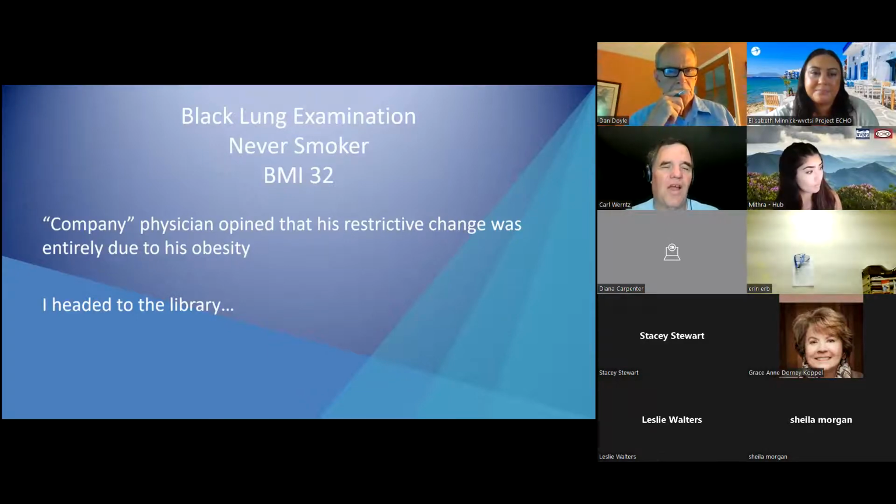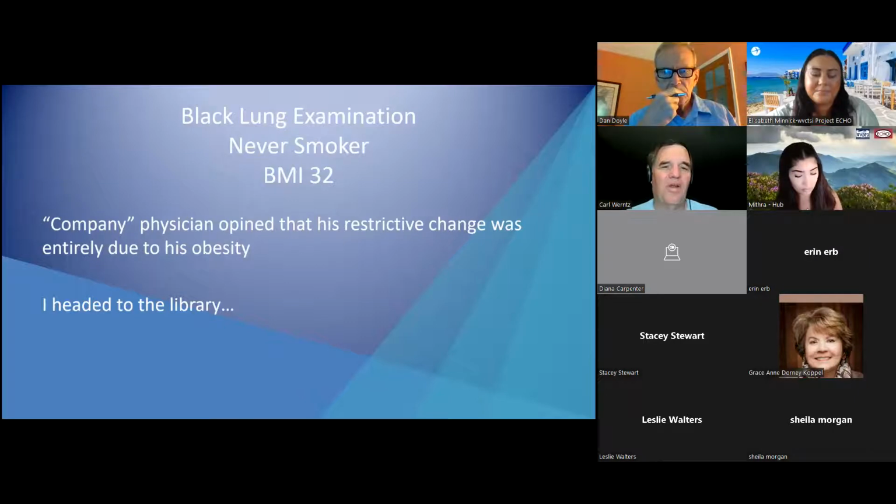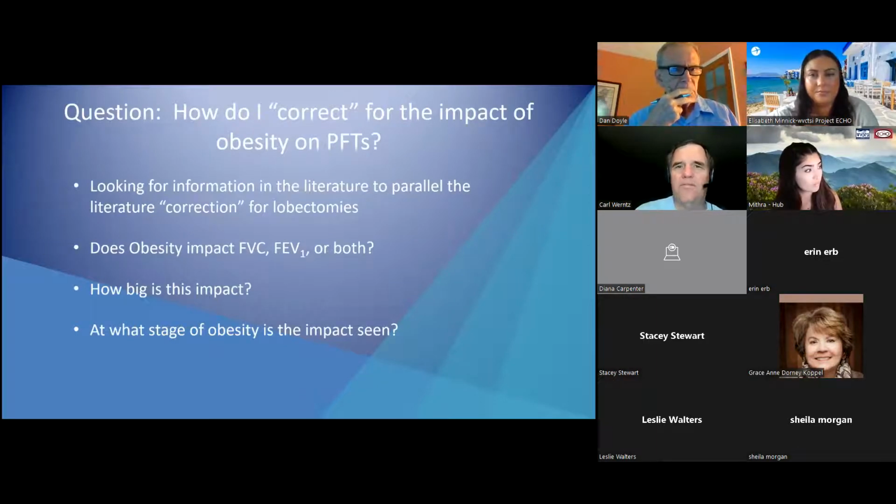So I went down to the library to figure out what actually is the documented impact of obesity on spirometry. So my question was, how do I correct for obesity on spirometry? Just like, if you've seen, I think case 1 is lobectomy in this series. So how do I fix my spirometry results? And my first question, does obesity impact FVC, FEV1, or both? And how big is it, and how much obesity is necessary to really see this impact?